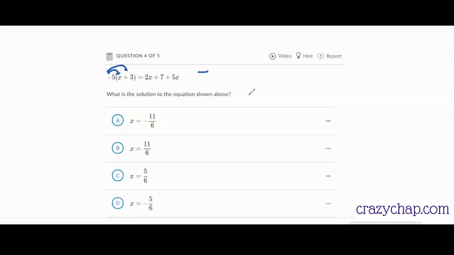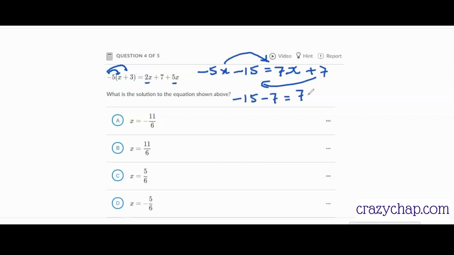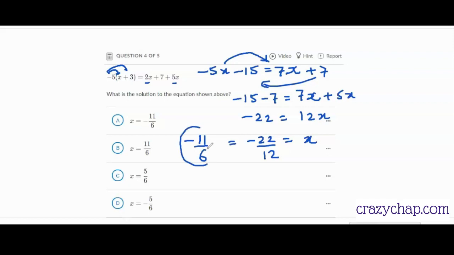This minus 5x we bring to this side, and this plus 7 we bring to this side. So we get negative 15 minus 7 is equal to 7x plus 5x. We get negative 22 equal to 12x. Bringing 12 down in division, we get x equal to negative 22 divided by 12, which gives negative 11 over 6. So the value of x is negative 11 over 6. We just had to solve the equation, so option A should be the correct answer.